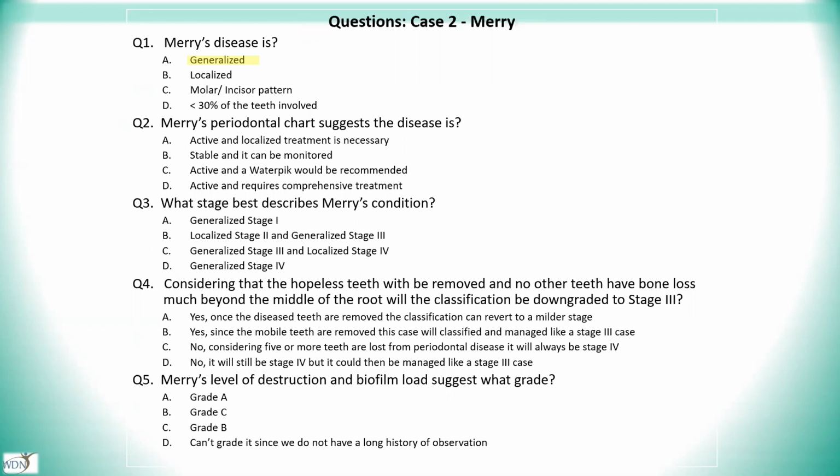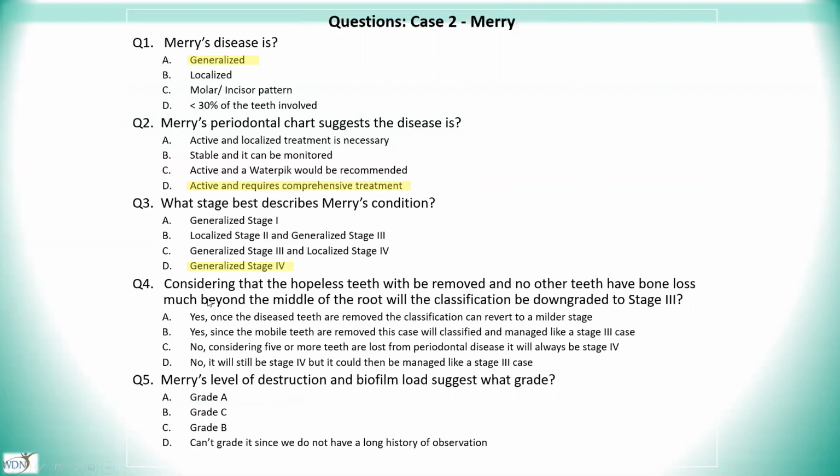We also know that Mary's chart suggests, with 78 spots of bleeding and all the destruction, that she needs comprehensive treatment. We know you're not going to help her with a water pick, or this surely can't be monitored. This patient needs aggressive treatment. And what stage best describes it? It's clearly just generalized stage 4, very advanced disease. And again, this is an interesting concept.